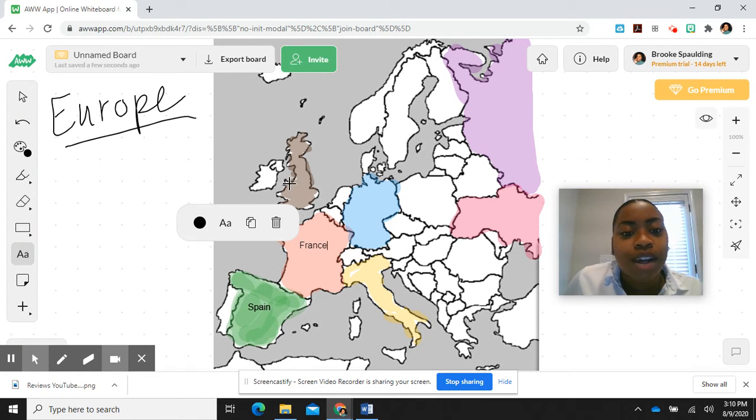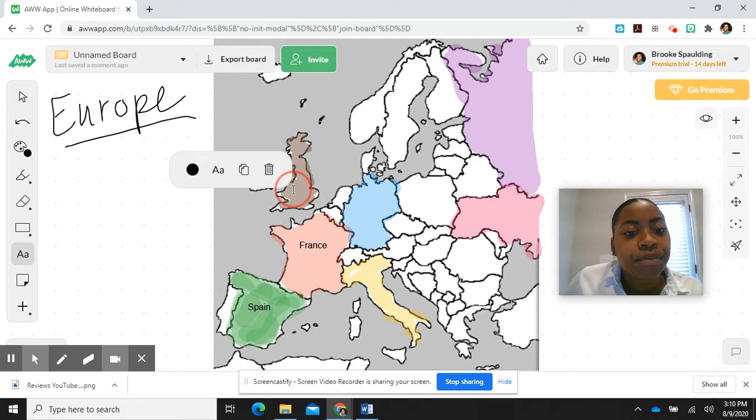Next, we're going to go ahead and go to the United Kingdom. The UK is off to itself, and it is located above, or north of, the English Channel. And this is going to be the United Kingdom.